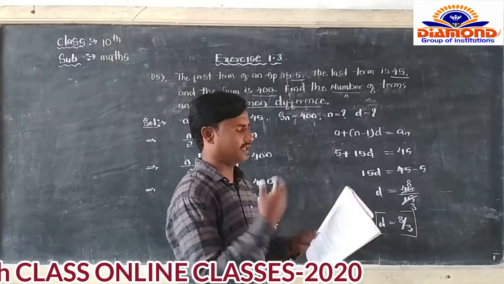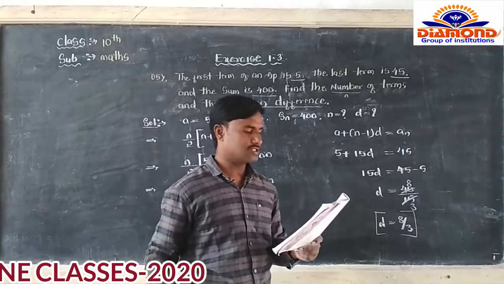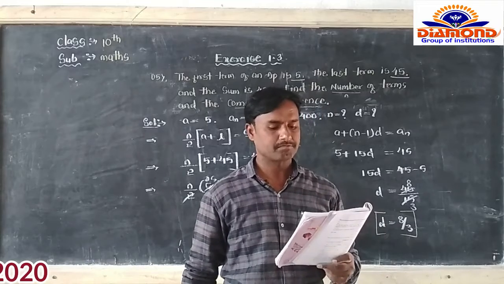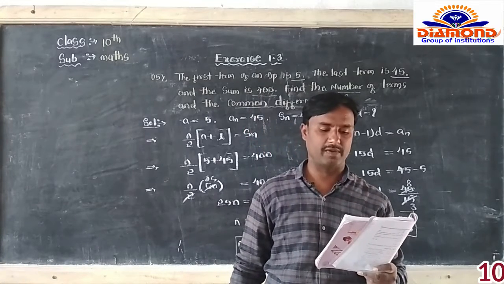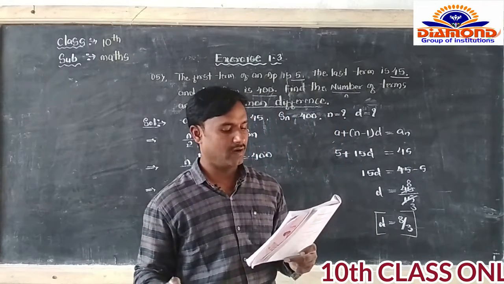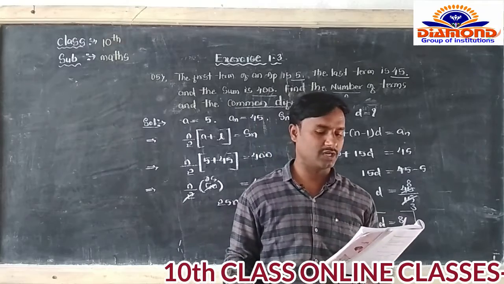Let us see that, dear students. Here I explained the fifth question to you. So now the sixth question is there. The first and last term of the AP are 17 and 350 respectively. If the common difference is 9, how many terms are there and what is their sum? Means he is asking for Sn in this question.